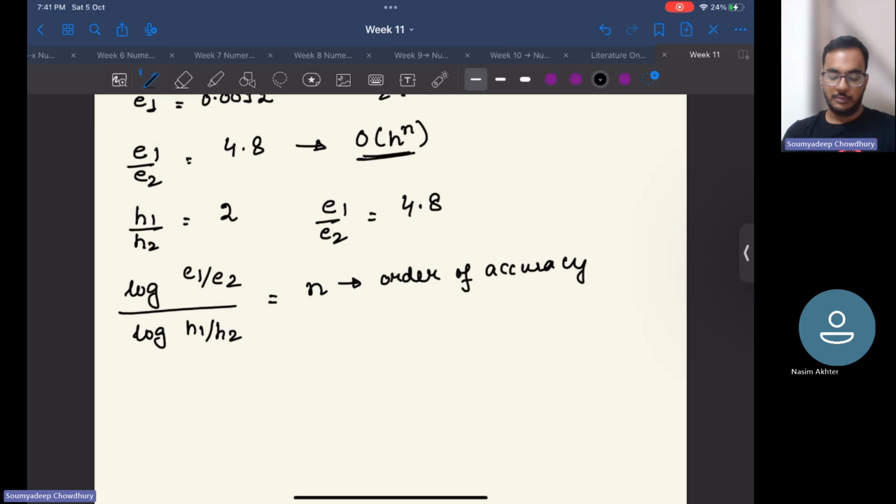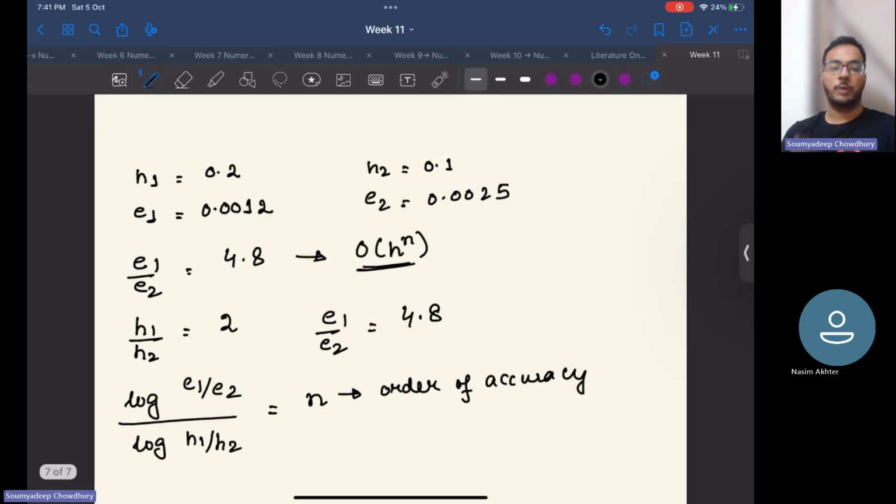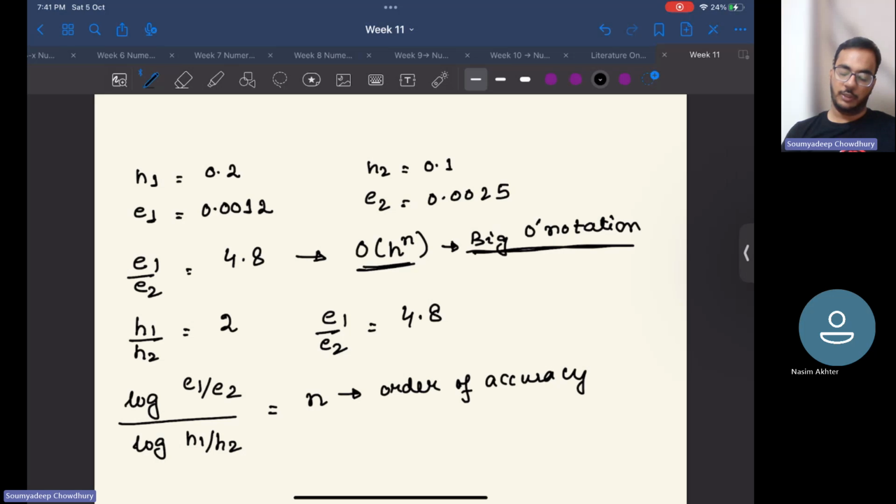Suppose I have reduced my step size by 2 times, 0.2 to 0.1. How is my error going to reduce? What is the order of reduction of my error? That we are trying to monitor here. In any numerical technique, the order of accuracy will be given by O of h power n. This O is called big O notation, from computer algorithms. So we say O of h square, like that.